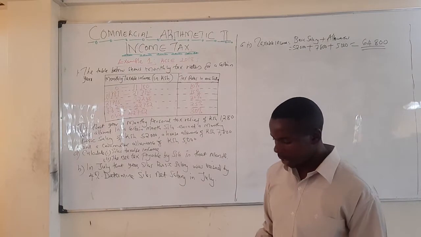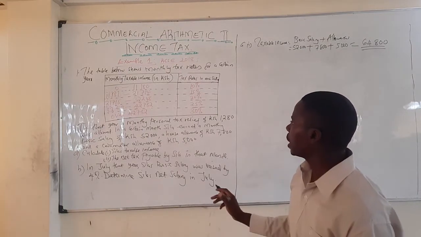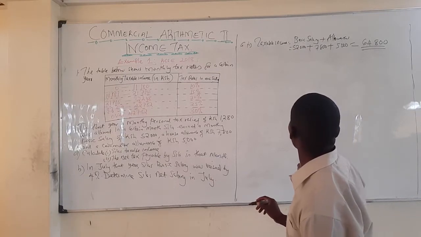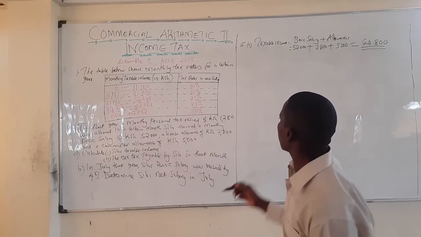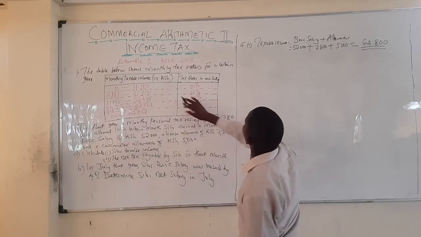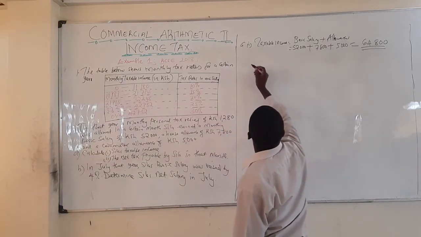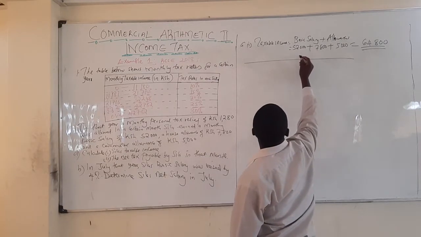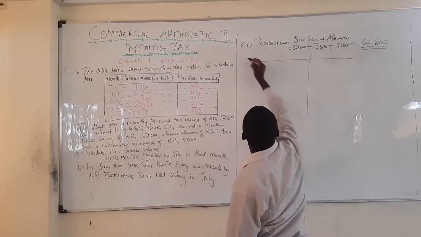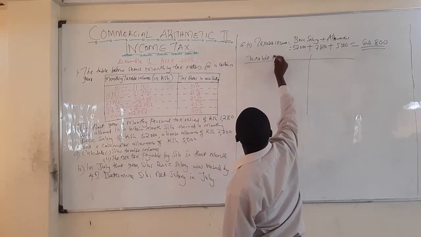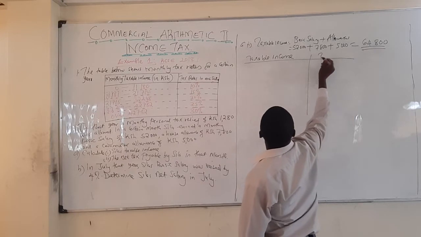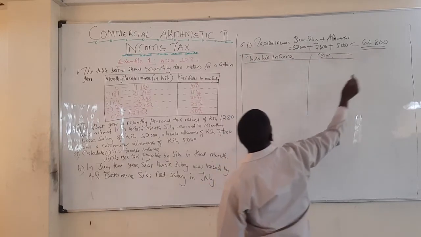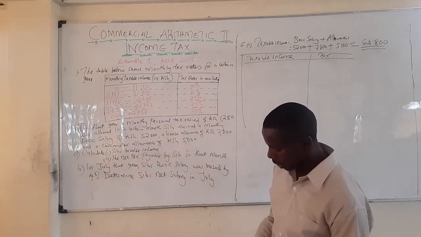Then part 2, we have to get the net tax payable by Sailors in that month, and in this case, of course, we are just going to make a table to be able to tax this amount of money. So get ourselves a table there. On one side you have the taxable income, and then you have the tax on the other side. So we want to tax the 64,800.